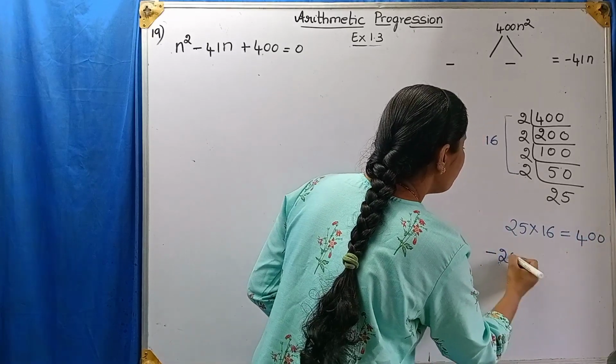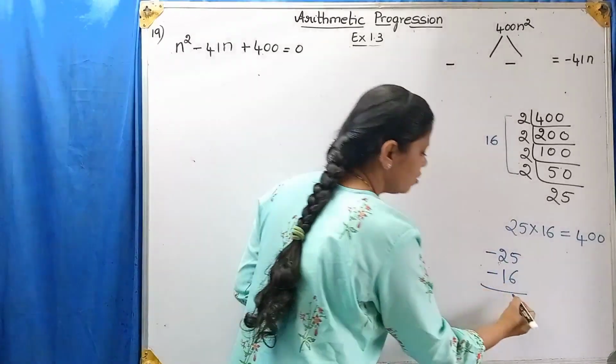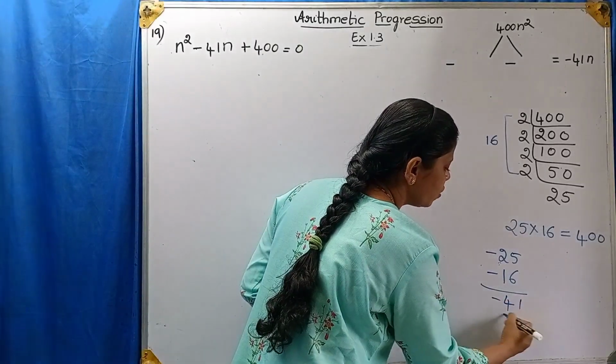Then minus 25 minus 16. When it is minus minus, you have to add. You will get minus 41. Right?